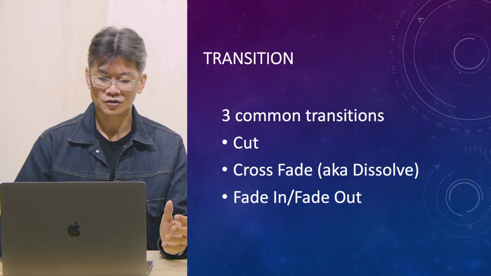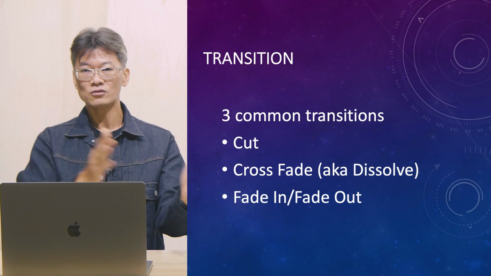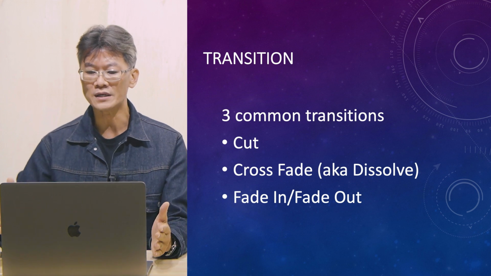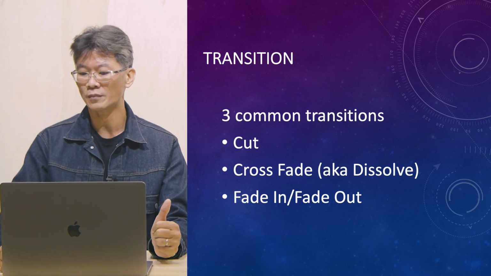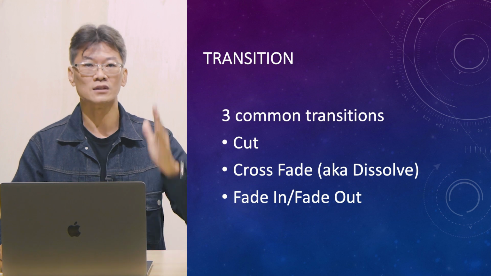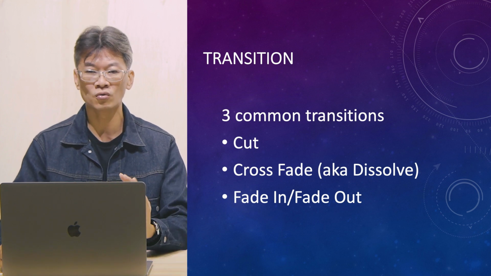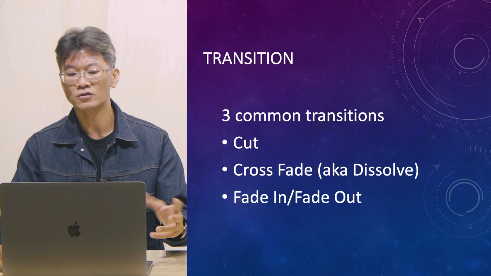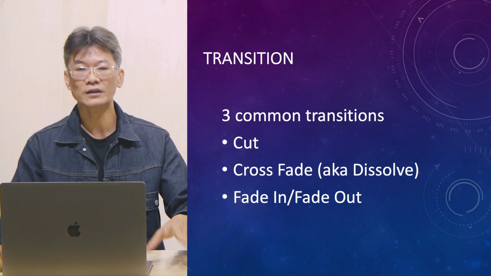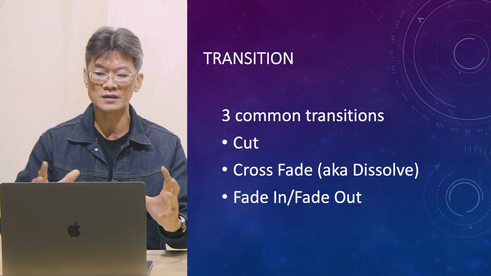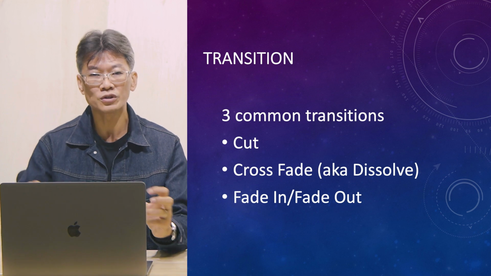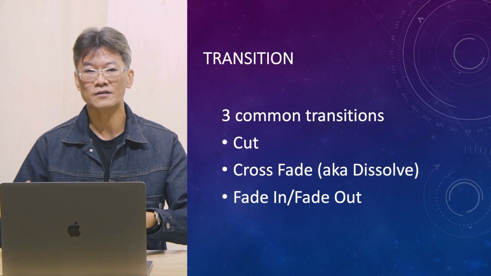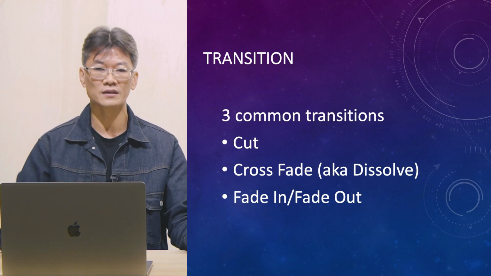Next is on transition. Now, when you're cutting shots together, there will be 3 common transitions used. Number 1 is a cut, which is a straight cut. There is no fade in between. A second one is also called a crossfade, also called a dissolve. Now, the third one is actually a fade in or a fade out. It means that it will usually fade to black, and from black, it will fade into another new scene.